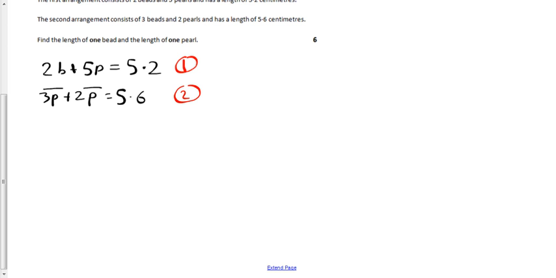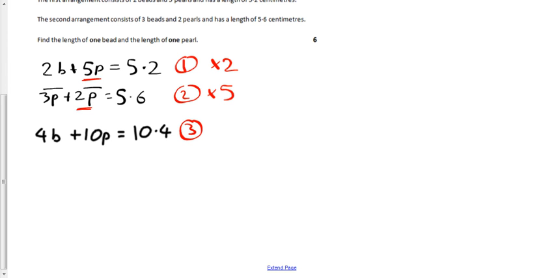I'm going to eliminate p. So I'm going to take 1 and I'm going to double it, which will give me 10p there. I'll multiply this by 5 to give me 10p there as well. So, doubling my first equation: 4b plus 10p equals 10.4. And I'm going to call this new equation equation 3.